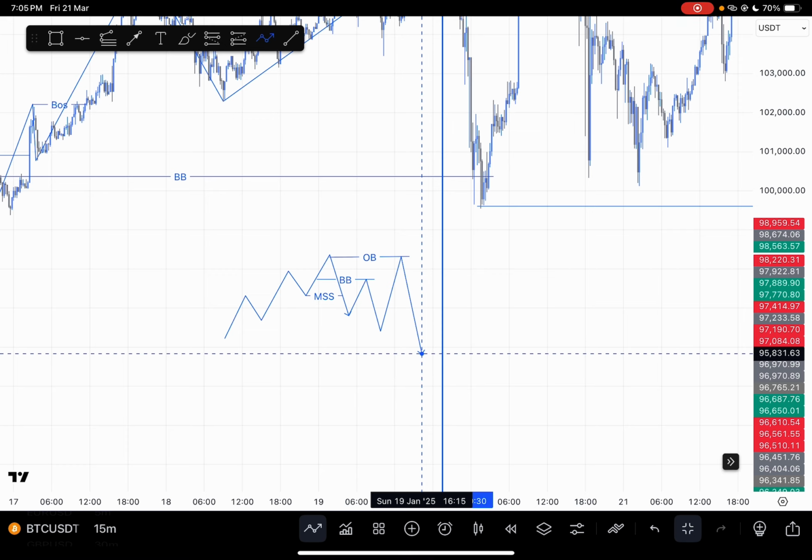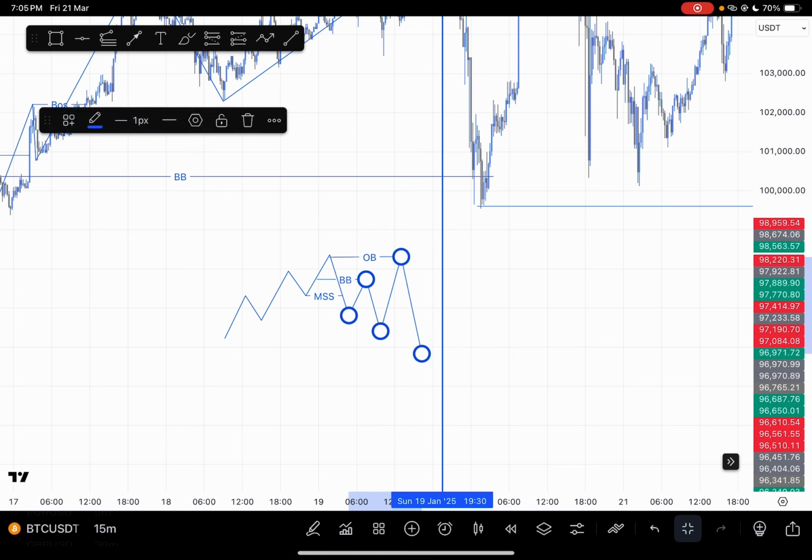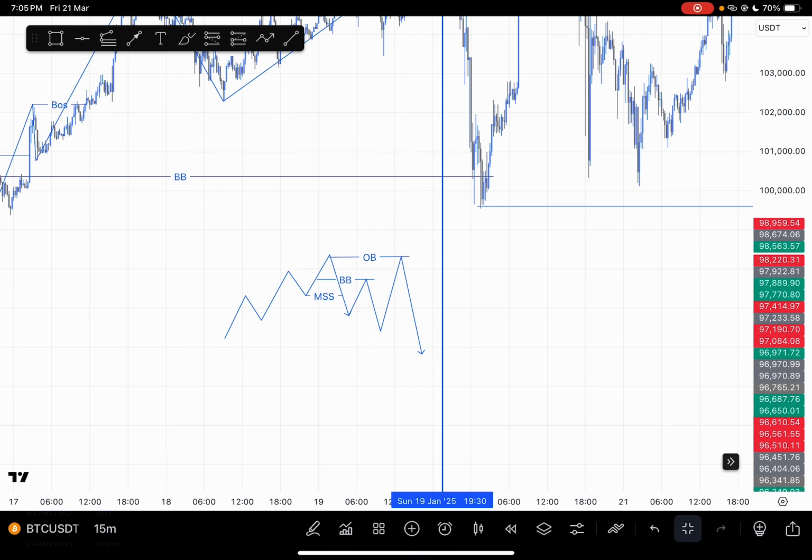before pushing to the downside. So this is what you should always expect price to do. If there's a breaker block and there's an order block at the same line after the market structure shift, you always expect price to use the breaker block first before using the order block.